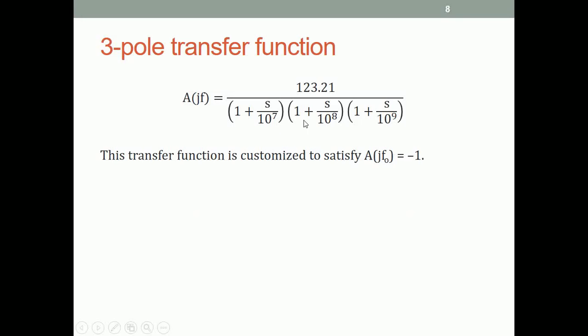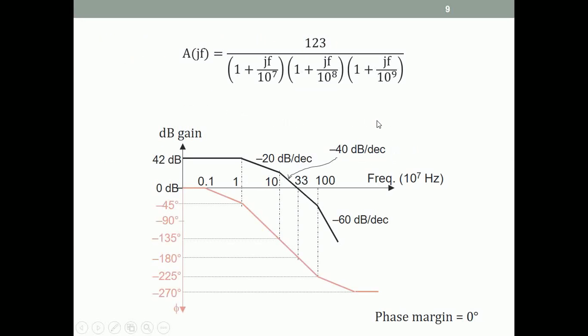Let us look at a three-pole transfer function. I have put numbers here and I have designed the numbers and the gain such that this transfer function satisfies the condition A(j f0) equal to -1. I'm just replacing omega with f because it's without the 2 pi. It's easier to work with these numbers. So all right, let us look at the Bode plot of this. This requires exact plotting, so let us do some mathematics and Bode plot of this.